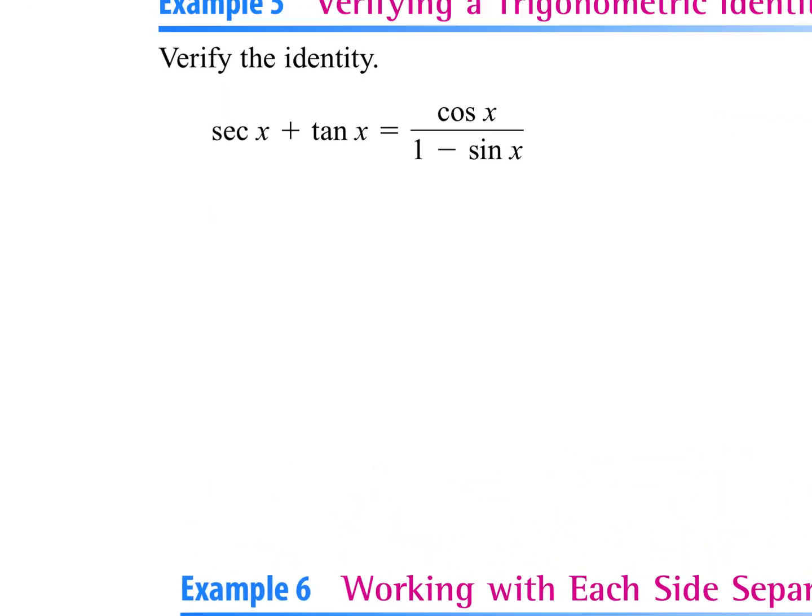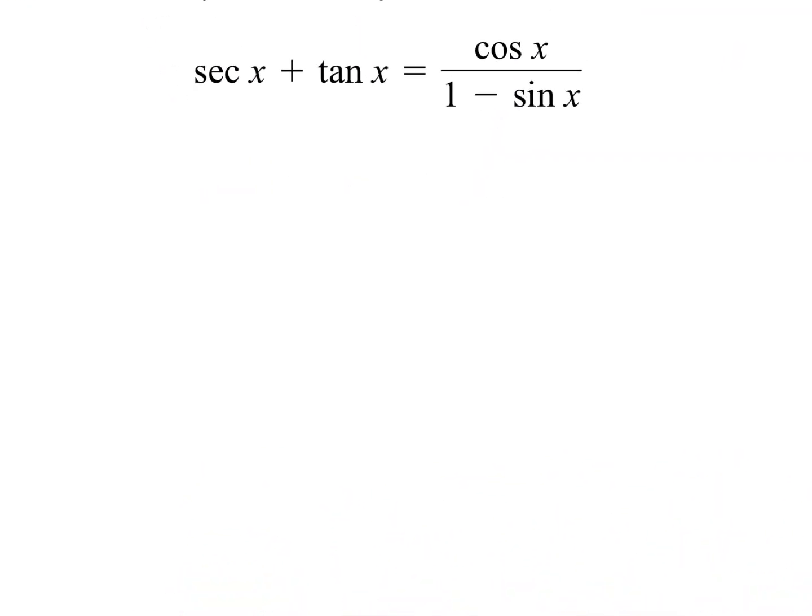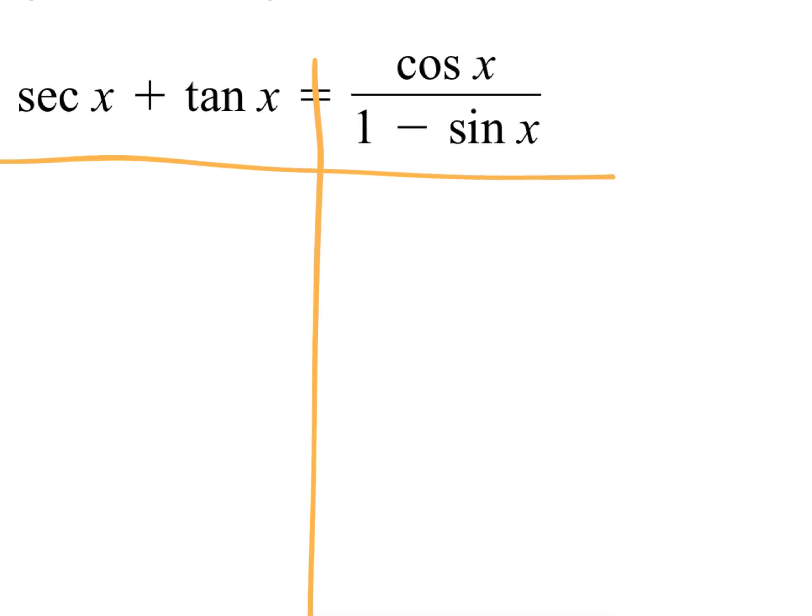So example 5, I'm going to put a brick wall right down the middle. Which side do you want to work with here? All right, what do you want to do to the right side? Noah. We can't change 1 minus sine because it's not squared. It has to be squared.